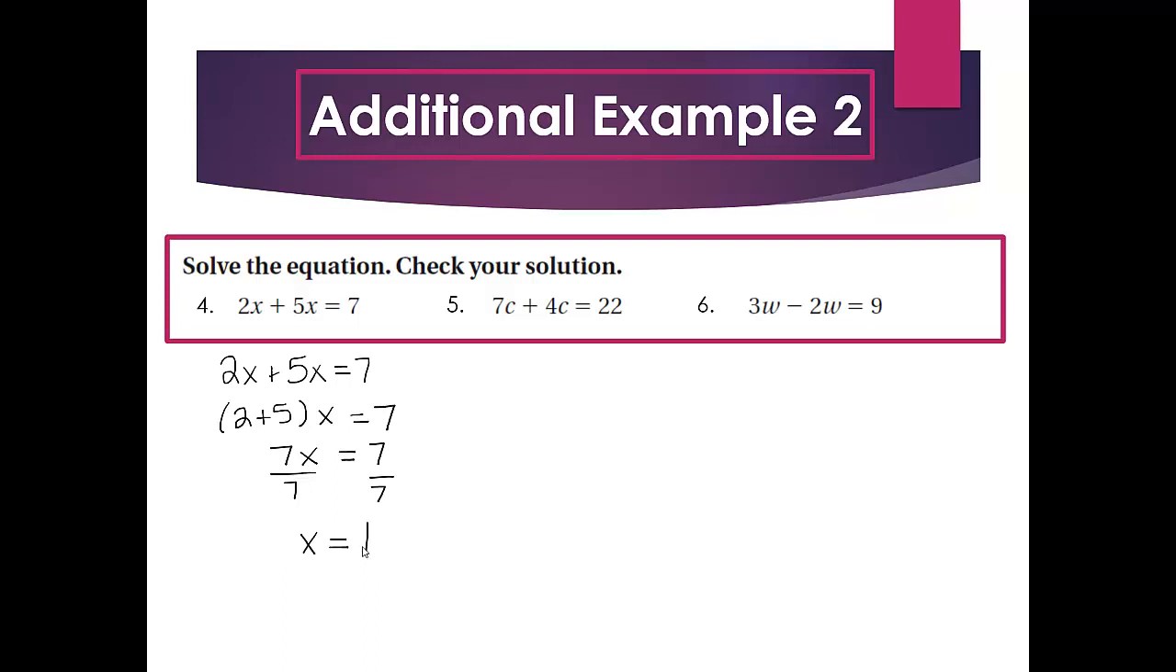Now we can check our answer by substituting 1 back into our original problem. So 2 times 1 is 2, 5 times 1 is 5, and 2 plus 5 is 7.